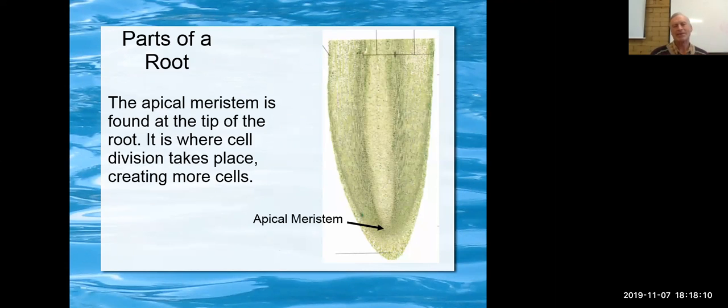Parts of a root. Now we're looking at a microscopic image of a tiny root tip. And we're looking at the inside of the root. And the apical meristem, that's at the tip of the root. It's where cell division takes place, and that's what creates new cells. So that's an important part of the root growing, is creating new cells.